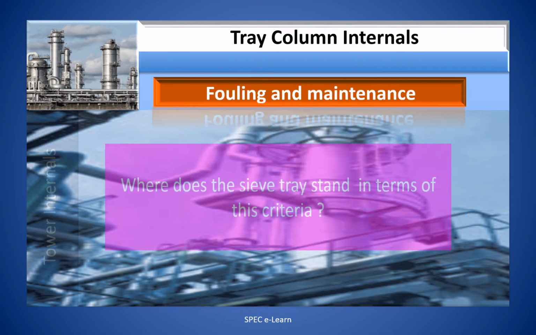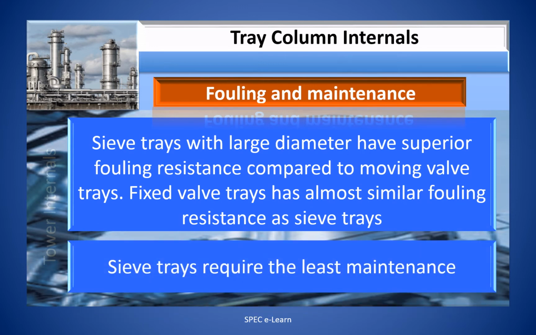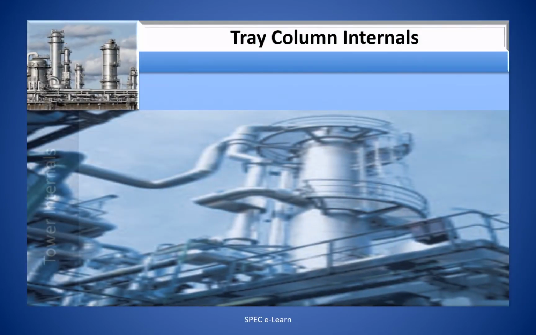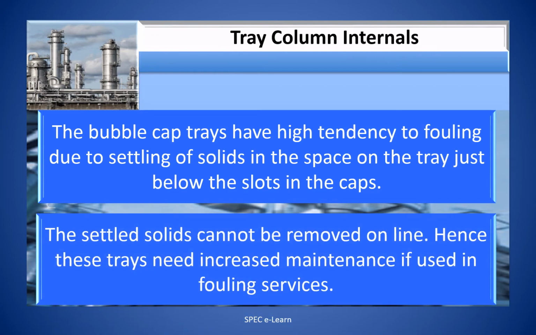Where does the sieve tray stand in terms of this criteria? Sieve trays with a large diameter have superior fouling resistance compared to moving valve trays. Fixed valve trays have almost similar fouling resistance as sieve trays. Sieve trays require the least maintenance. The bubble cap trays have a high tendency to fouling due to settling of solids in the space on the tray just below the slots in the caps. The settled solids cannot be removed online. Hence, these trays need increased maintenance if used in fouling services.